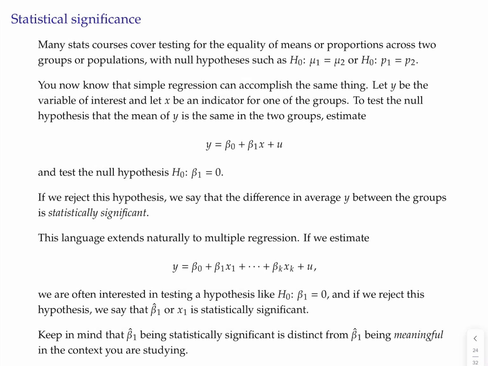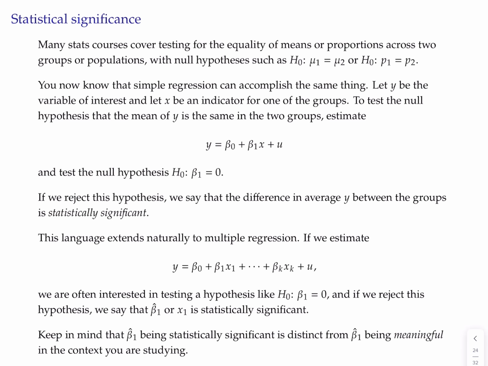In this video, we'll talk about statistical significance and type 1 and type 2 errors. So starting with statistical significance, it's very common in stats courses to cover testing a null hypothesis that looks like this, or maybe like this for the proportion case, where the 1 and the 2 refer to different groups or subpopulations.